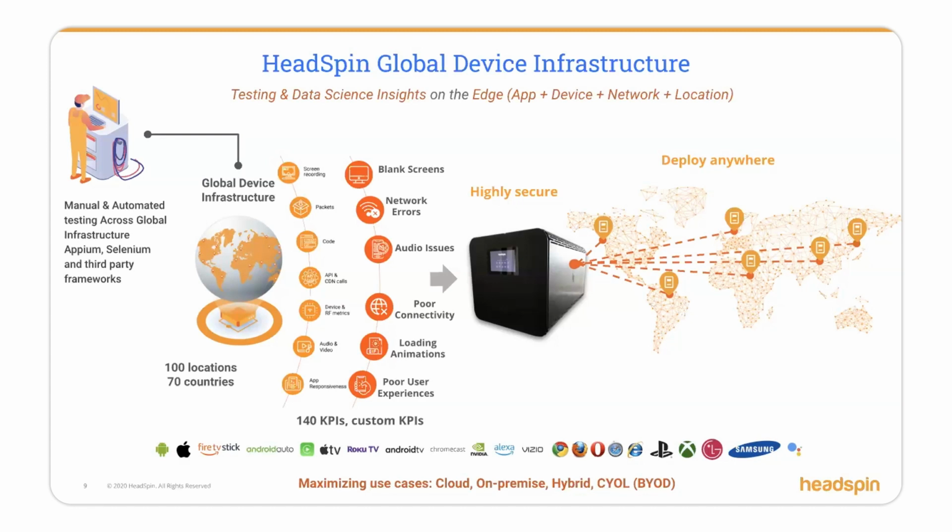At the bottom of that slide here, you can get an idea of the different types of devices that we work with. It's really a broad range here from Android and iOS to OTT platforms, Roku, Android TV devices, desktop browsers, even gaming platforms here like PlayStation and Xbox. So there's quite a bit of devices under our portfolio available for you to run your tests on.